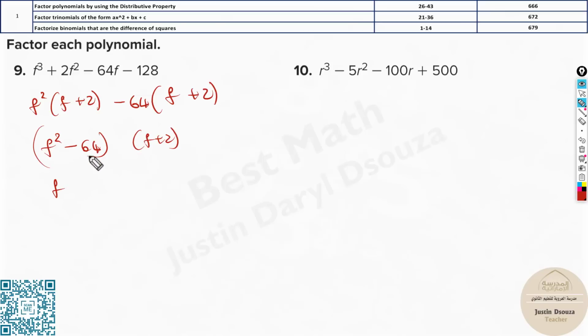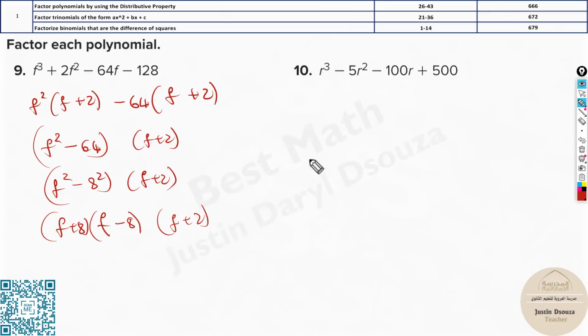What about this? It'll be f squared minus 8 squared, f plus 2, and over here we have f plus 8, and over here we have f. My f is just changing, so that this alphabet is f, okay? f minus 8, and then we have f plus 2. So that's the answer.